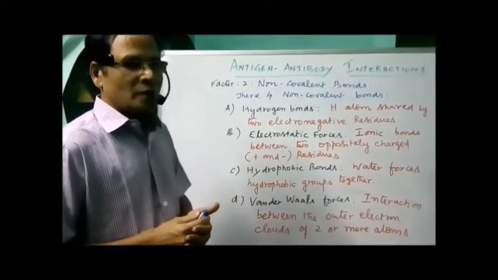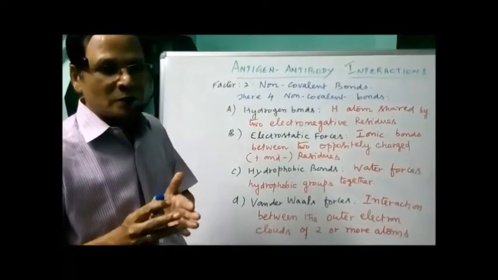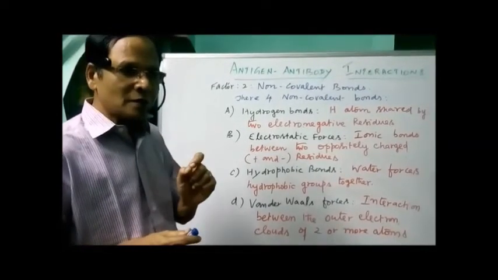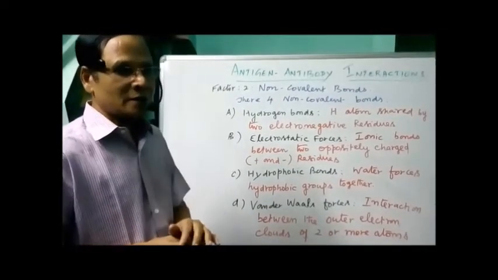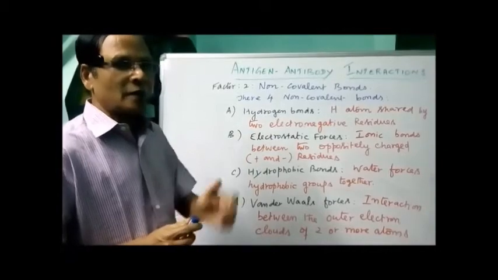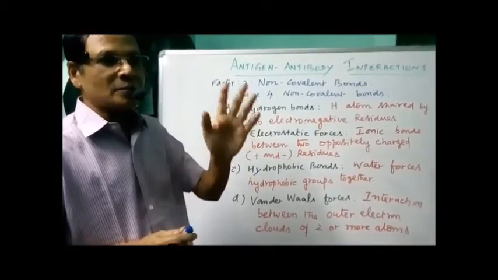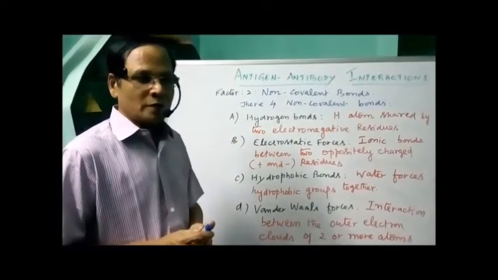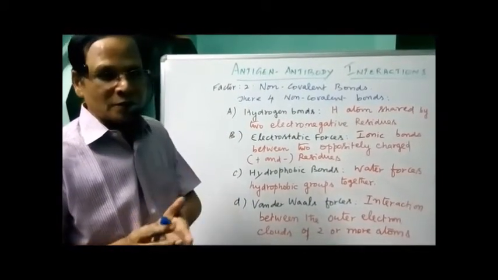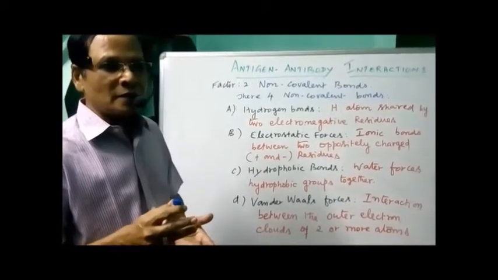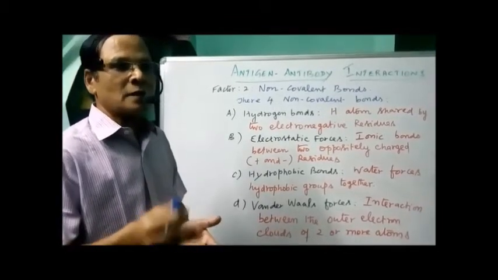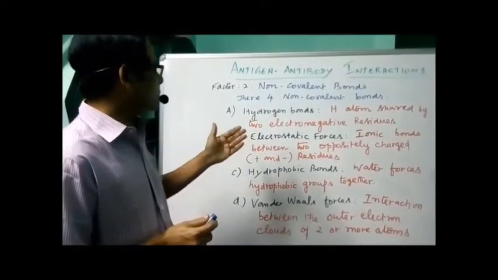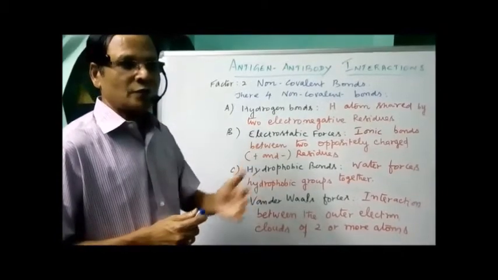A simple one. It is the strength of the reaction between a single antigen binding site on the antibody and a single antigenic determinant. So it is the strength of reaction between a single antigenic determinant and a single antigen binding site on the antibody. That is what is called antibody affinity.